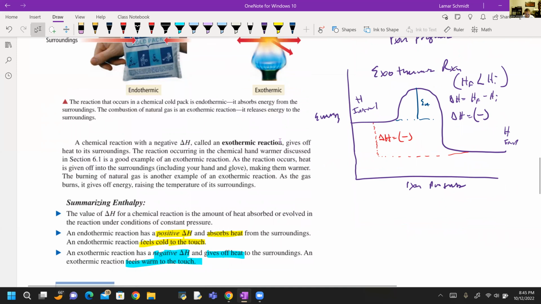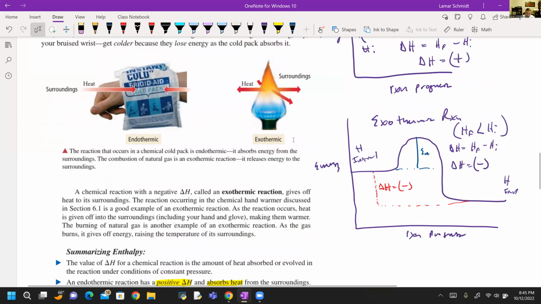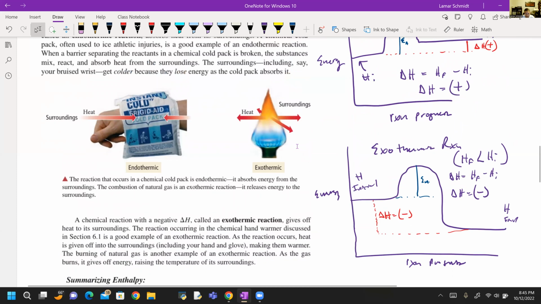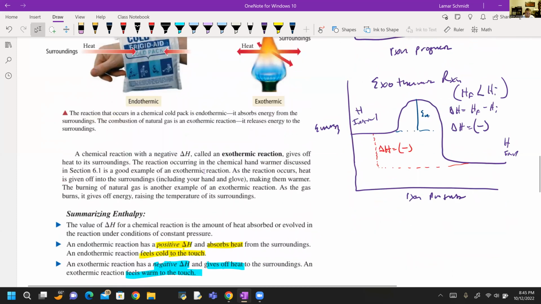And what happens in an exothermic reaction? It gives off heat to its surroundings. All right, so you can think of a fire. It gives off heat to its surroundings. Anything that is burned is giving off heat to its surroundings.